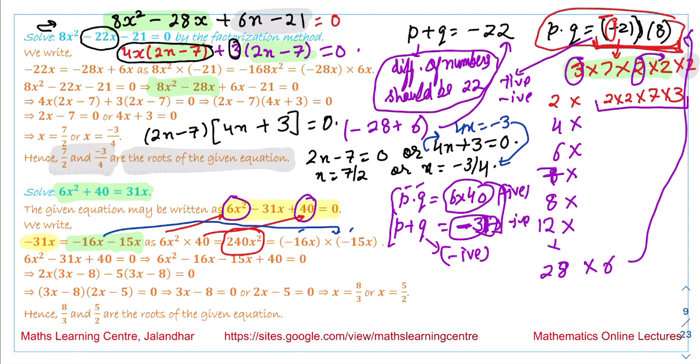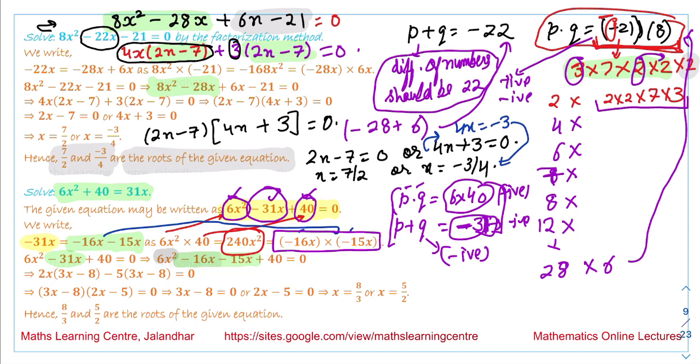So from this what we get is that both p and q should be negative, and they should be such that the sum of the two numbers is 31 and the product of two numbers is 6 into 40, that is equal to 240. So we see that the factors of 240 will satisfy these conditions. They are minus 16 and minus 15. So we write this middle term, minus 31x, in the form minus 16x minus 15x.